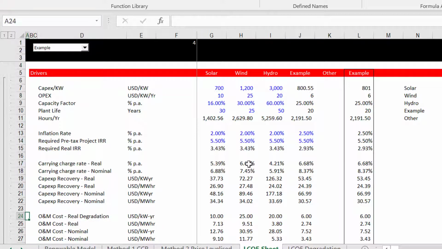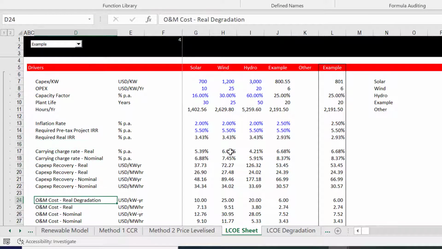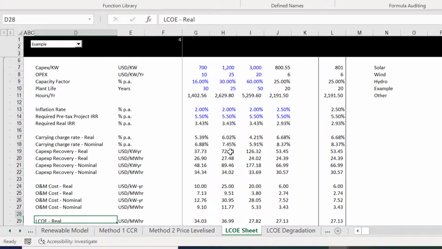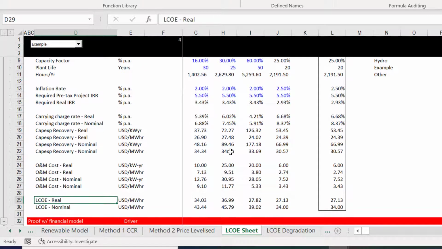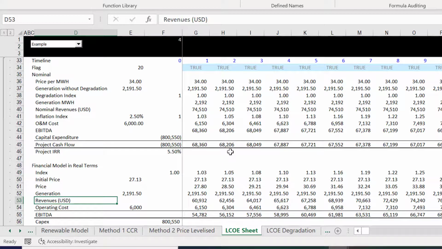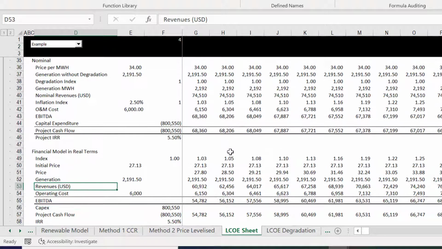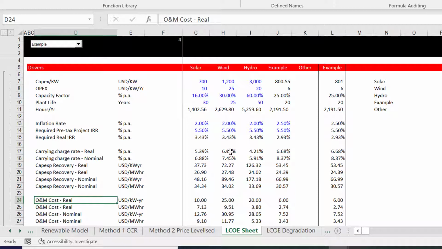In our regular LCOE sheet, I have this O&M cost real, O&M cost nominal, LCOE real, LCOE nominal. This is the case that all works with no degradation. And the key thing that I've now understood from making this video is that you need to get a framework built, and then you need to convince yourself that everything's really working.